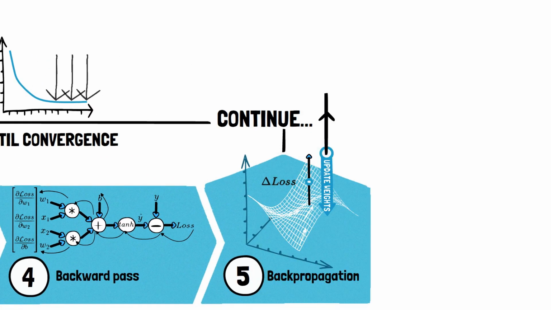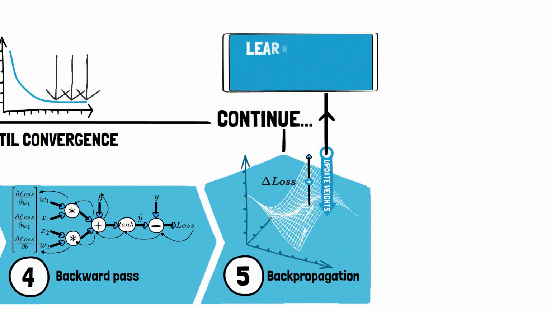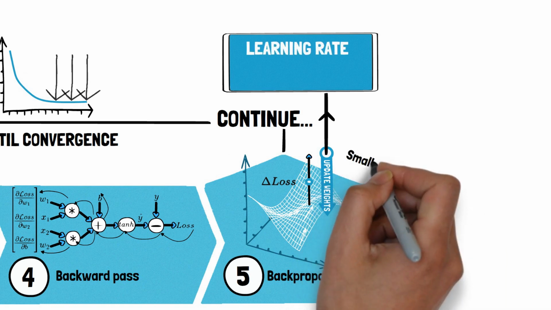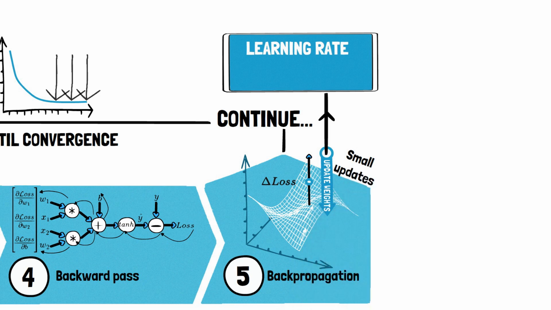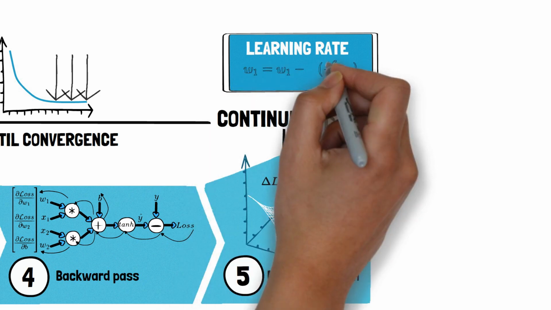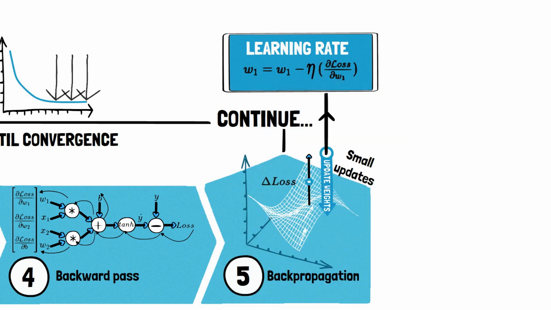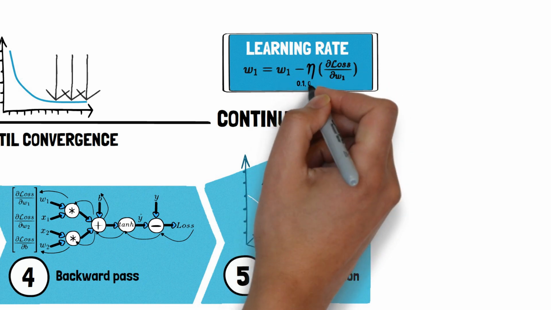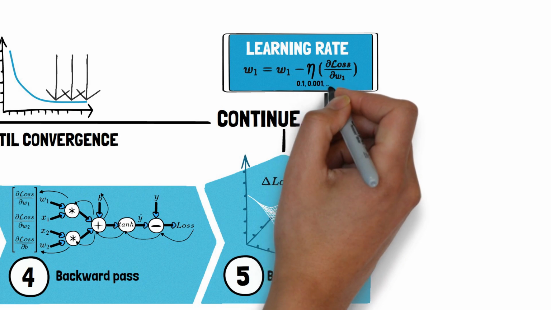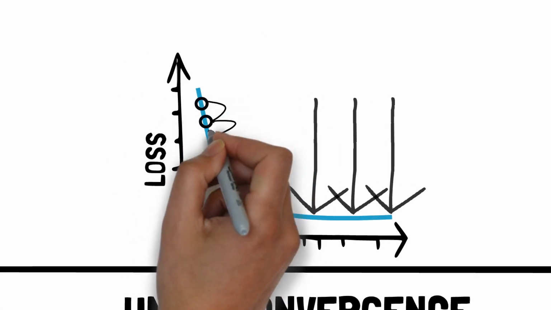A key parameter during training is called learning rate. When we perform backpropagation, we want the updates to the weights to be small, so we don't just use the derivatives, but we scale them down by multiplying them with a learning rate, which is a small positive value. The learning rate determines the size of the steps we take towards minimizing the loss.